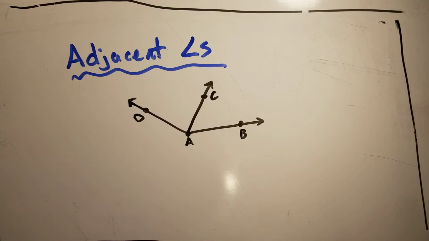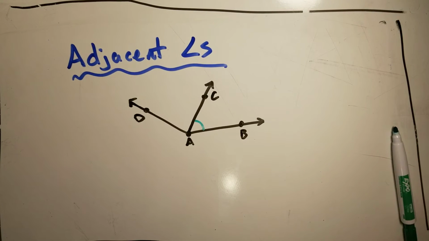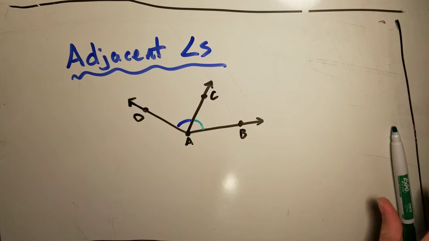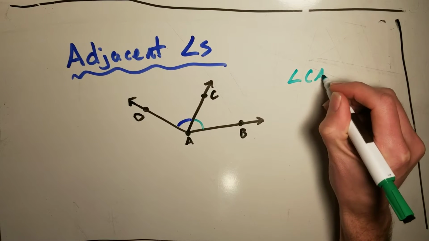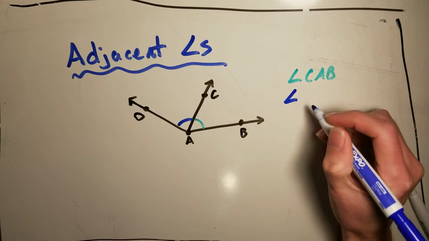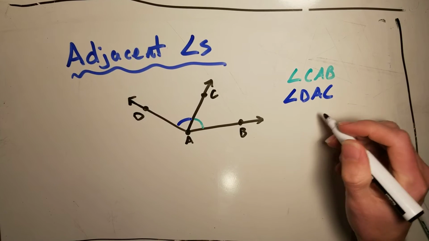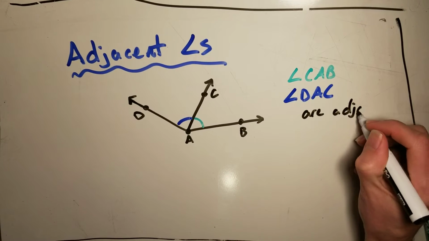In order to tell this, you really need to have your parts of angles down, but I'm going to give us two adjacent angles here. Angles CAB and angle DAC. These two angles are adjacent, and I'm going to explain why. So angle CAB and angle DAC are a pair of adjacent angles. They are adjacent to one another. So these two angles are adjacent.